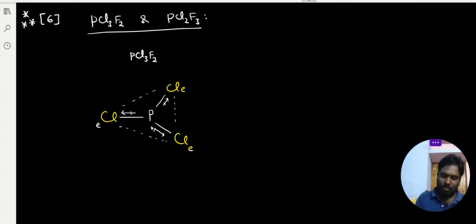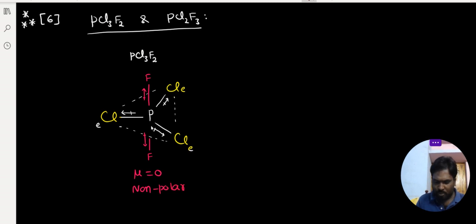Now the remaining two smaller atoms, fluorine, one top side axial and one bottom side axial. So these two also exactly cancel. That's why mu value is 0, which means it is a non-polar molecule. So PCl3F2 is a non-polar molecule.